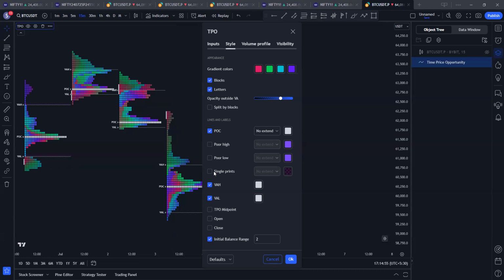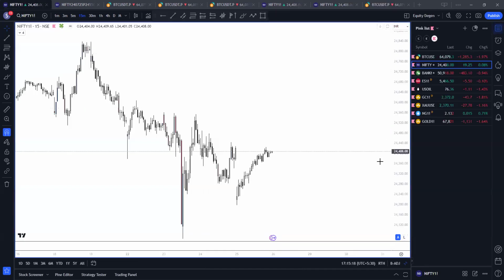So these are basically just fair value gaps, but of the whole day, where price didn't stay at all. Value area high and low, same thing. Standard deviation higher and lower. TPO midpoint is the midpoint of the whole session. TPO mid, open and close. Initial balance is the first 1 hour of the session.